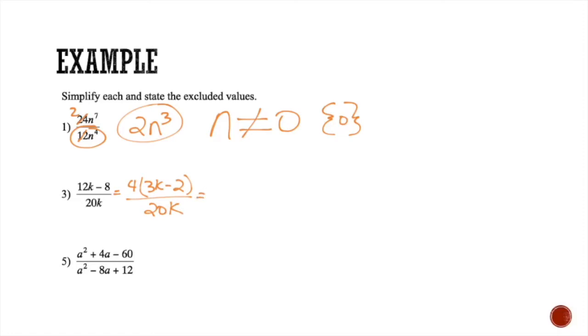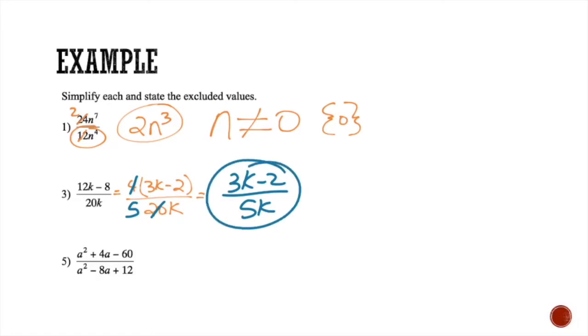Now I can reduce the 4 with the 20 on the bottom because the 20 and the k are being multiplied together and the 4 is being multiplied to that quantity right there. You have to factor first. So 4 goes into 20 how many times? 5 times. So I'll have 3k minus 2 over 5k.